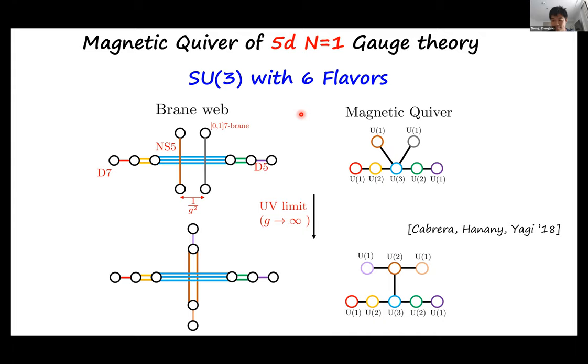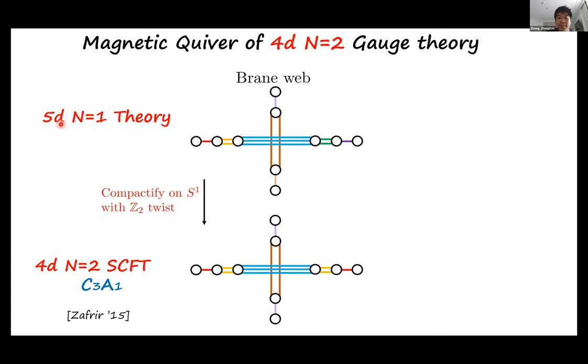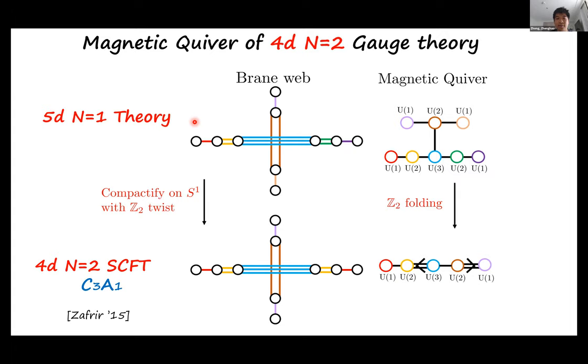But we can do more. We can take this 5D N=1 theory at infinite coupling and compactify it on a circle with a Z2 twist. And this is known to produce a 4D N=2 superconformal field theory with a C3A1 global symmetry. But we can also repeat this directly on the magnetic quiver.